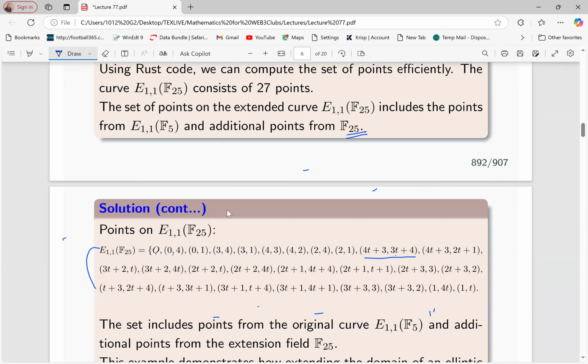Which elliptic curve are we referring to? We are referring to the elliptic curve y is x cubed plus x plus 1. Under mod 5, this elliptic curve had only 9 points. But now under field extension, it is the same elliptic curve, but this time it has 27 points. And all these are the points.